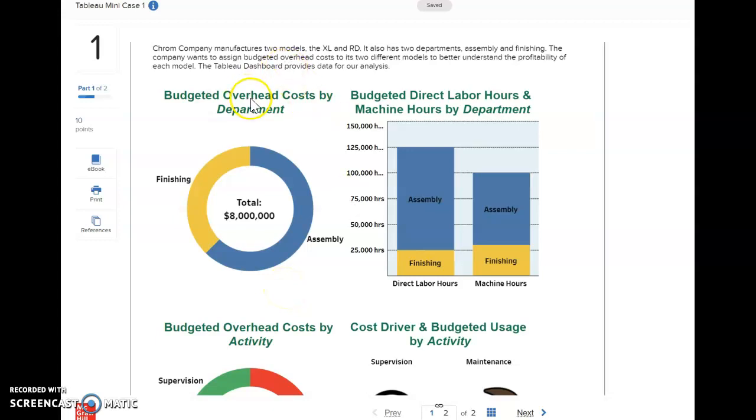So here we've got the overhead cost by department. We can see a graph showing it, 8 million. And then here we can see the breakdown. Finishing, when you hover over it, is 3 million. Assembly is 5 million. And we can see the direct labor hours and the budget hours shown as a graph. So we can see we've got total direct labor hours of 125, assembly 100, finishing 25. Machine hours in total is 100, assembly 70, machining 30.